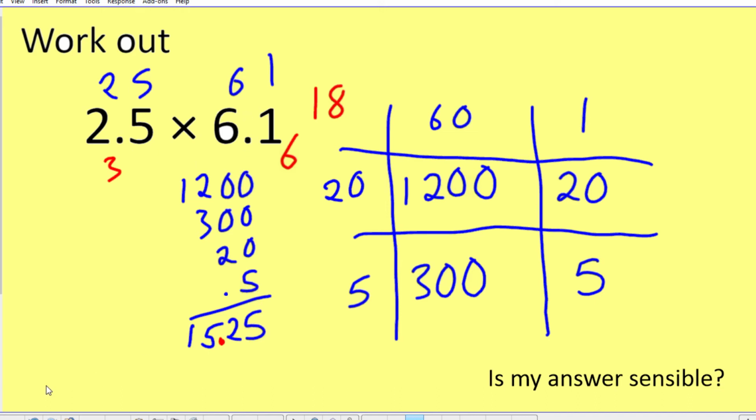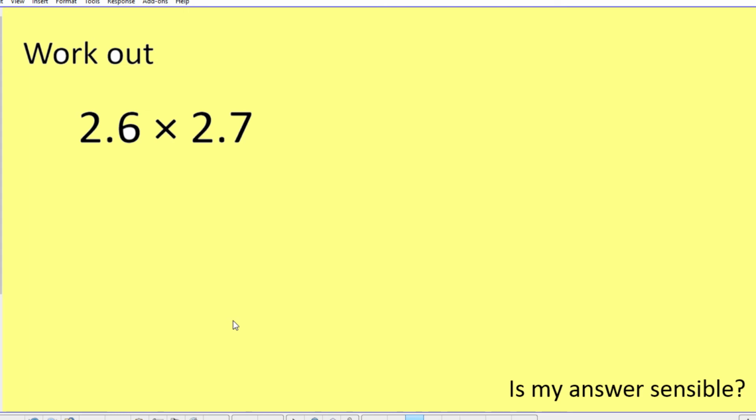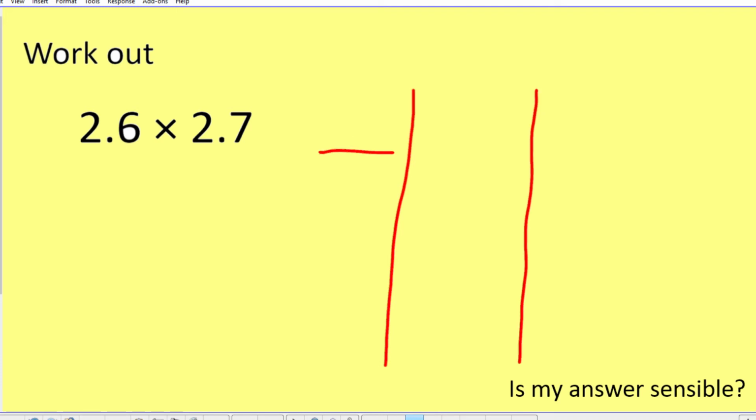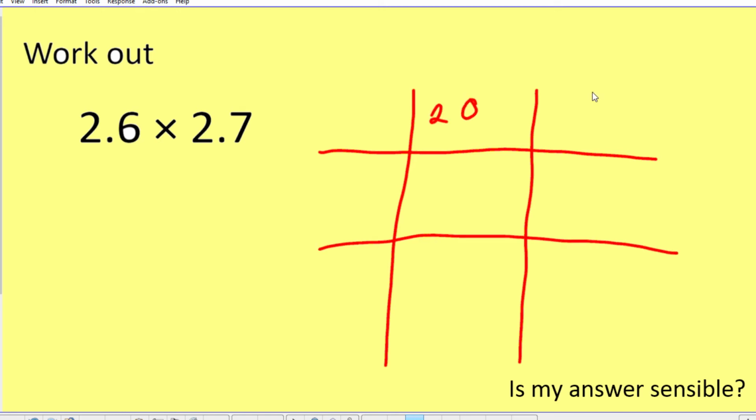Okay, let's try another one. So we've got 2.6 times 2.7. So the first thing I'm going to do is multiply them out as tens and units. And then I'm going to decide whether my answer is sensible. So I've got 26 here, and 27 here.